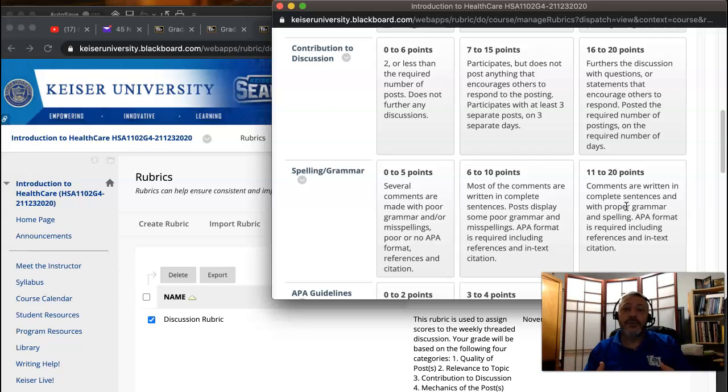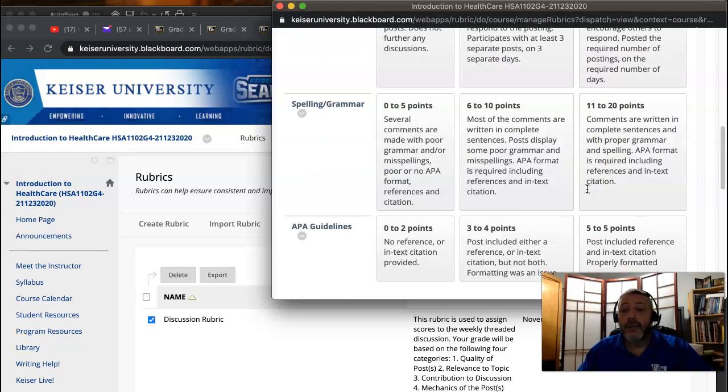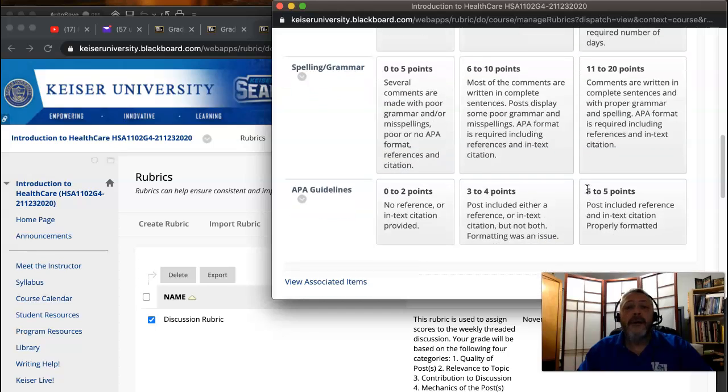What I suggest to students is that when you're getting ready to write your discussion, write it in a Word document and then conduct a spelling grammar check so that you can identify the errors and correct them as you go, then copy and paste it into your discussion thread. If you have any questions on that, please let me know.